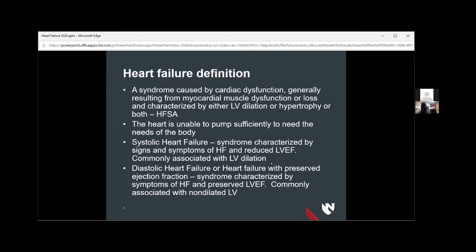A diastolic dysfunction is characterized by the decrease in relaxation of the heart. So you end up with a stiff ventricle and the heart doesn't relax, which means it can't fill, and then it can't squeeze blood. Normally, if you have just diastolic heart failure, you have a preserved ejection fraction, but you can also have systolic and diastolic heart failure.